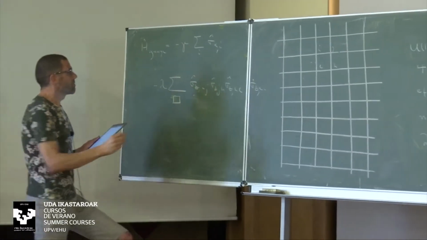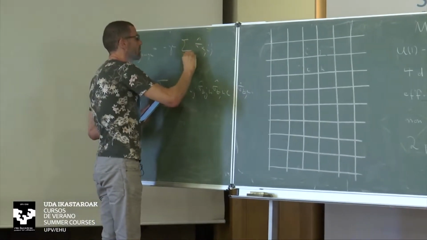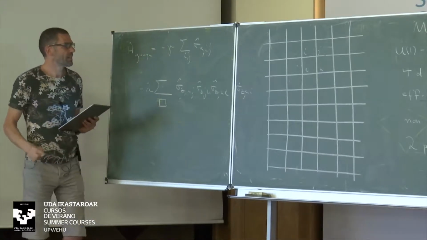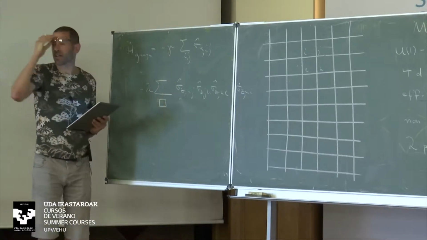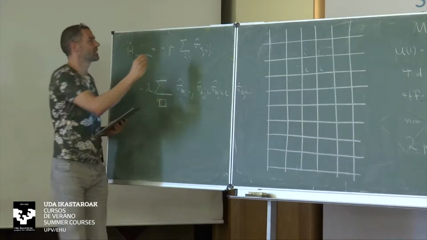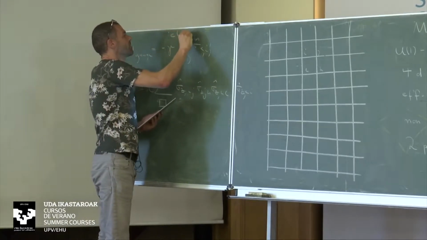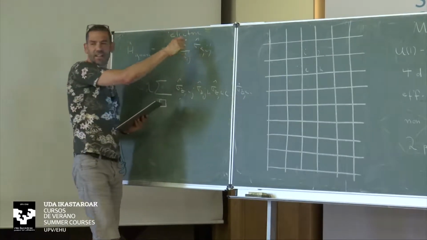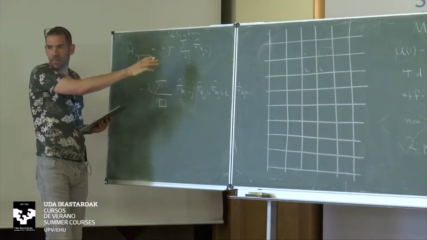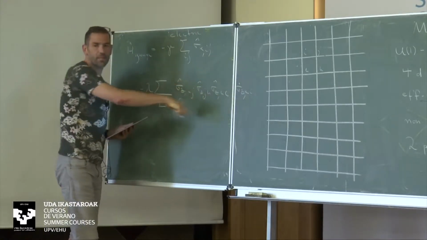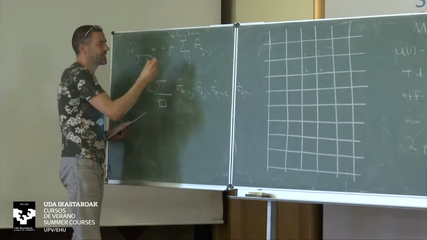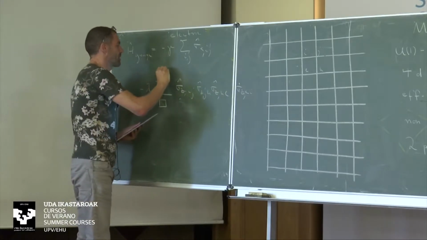In the jargon of the field, this term here is called the electric term. We call this electric, so it measures electric flux. I'll tell you where this terminology comes from. And this one here is called the Z2 magnetic flux, magnetic.